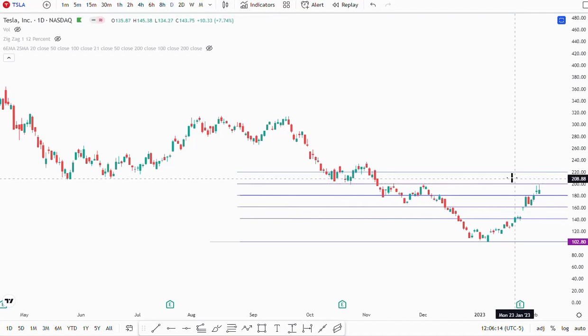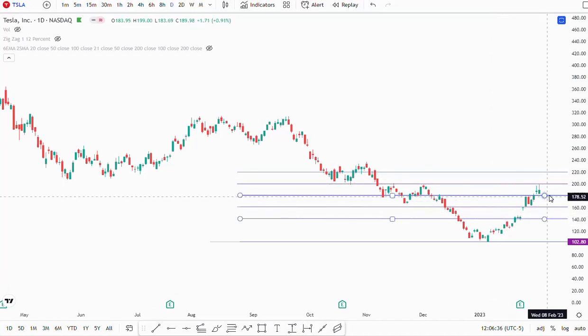Now, if it's able to get through this level, the next area would be this level, which is around 220. But in between, there will be the midpoint of these two, which is around 210. That would also act as an area of resistance, but the key resistance would be this level, 220. So the first 200, then 220.